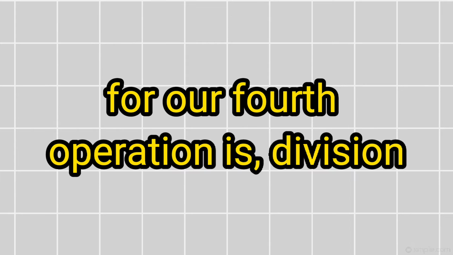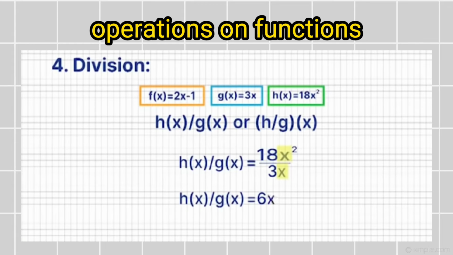Our fourth operation is division. We will have h of x divided by g of x. This is denoted by h of x divided by g of x, or h divided by g of x, and this is equal to 18x squared divided by 3x. We divide 18 by 3, that gives us 6, and x squared by x, which is x. Hence, we say that h of x divided by g of x is 6x.